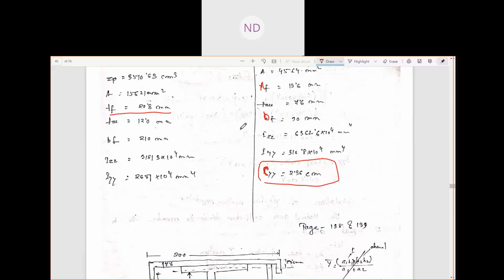Actually, we are going to find this because we have this one here, 3820 centimeter cube. We have got the section modulus. This is our section modulus which we have after assuming the economic depth and the width of the flange.